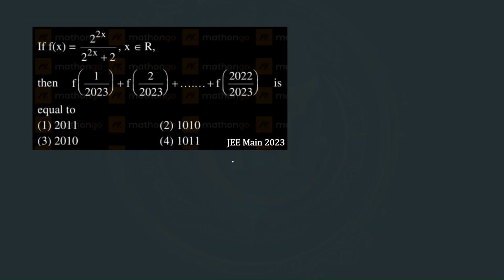Again, a similar question asked in JEE Main 2023, with the exact same function. Again, we can see here these two terms will group together to give us 1. So how many ones are there? We have to go from 1 to 1011, because 1011 will get paired with 1012 to produce 2023. So all the terms here are paired. So our answer will become 1 times 1011, so basically 1011. You can see how fast we can handle such questions.